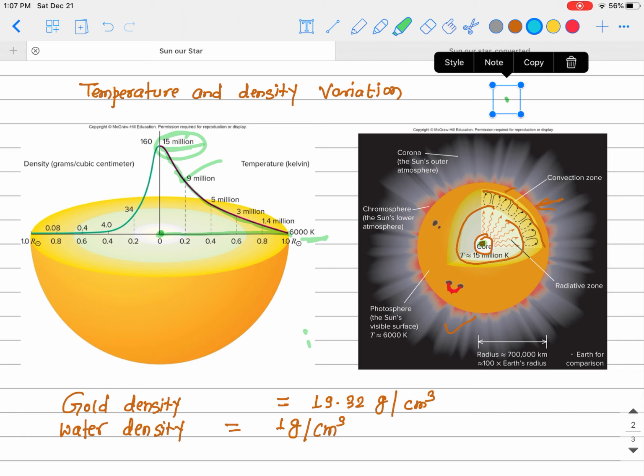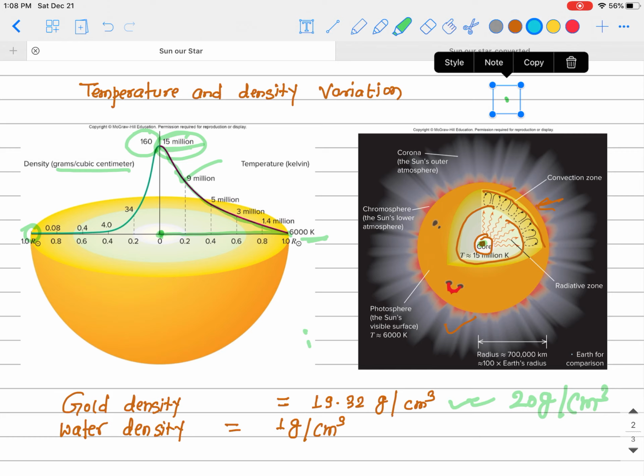Now how does the density change? So this is at the surface, and this is at the core. At the core, the density is 160 grams per cubic centimeter. If you compare that with the density of gold, which is about 20 grams per cubic centimeter, that means at the core it is about 8 times more dense than gold.